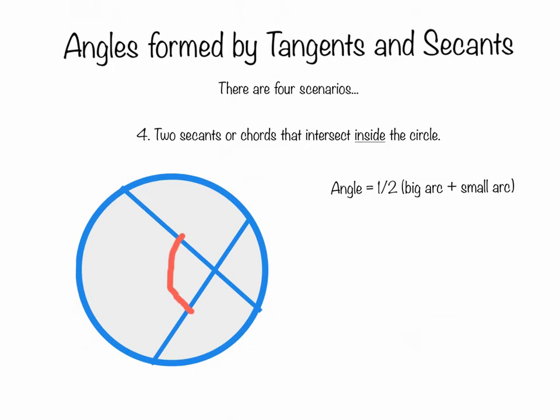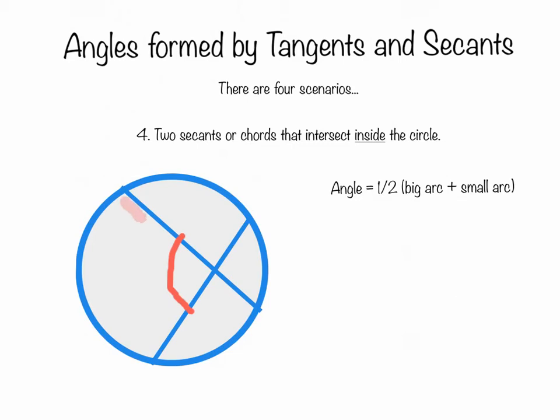In this 4th scenario, we have 2 secants, or we have parts of secants, which are the chords, okay? And they cross inside the circle. So that means we're going to use a different formula. The only difference between this formula and the one that we had used previous is that we're going to add our arcs. We are not subtracting, we're adding. Okay, so we look for our angle. We see that it is inside the circle.